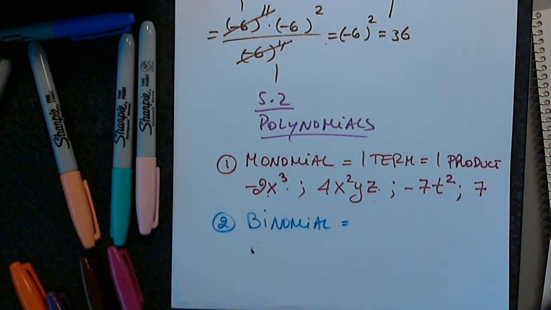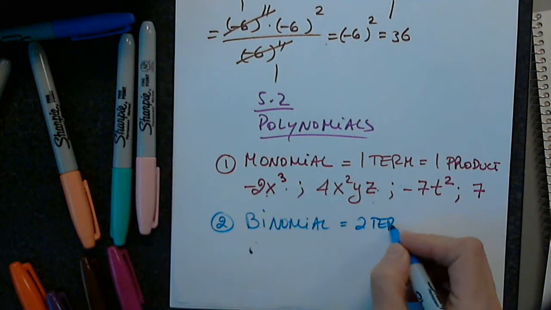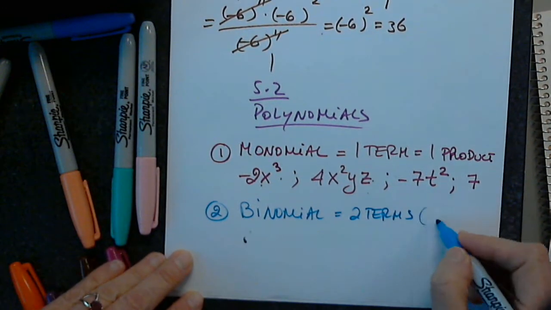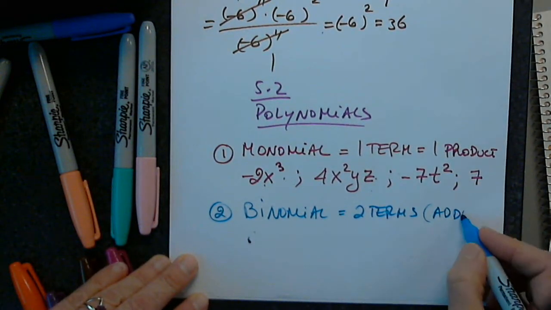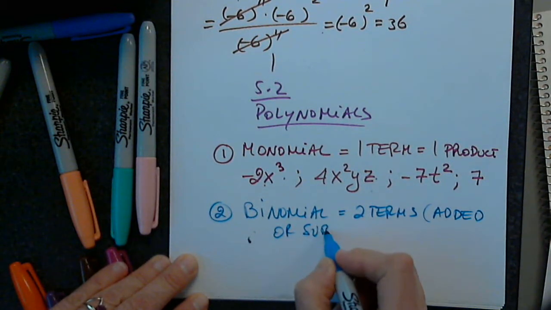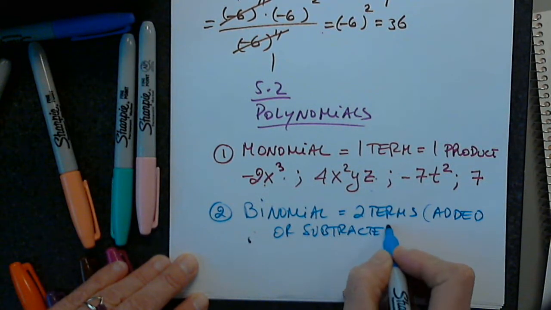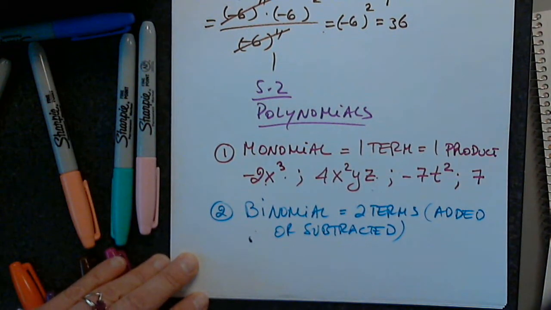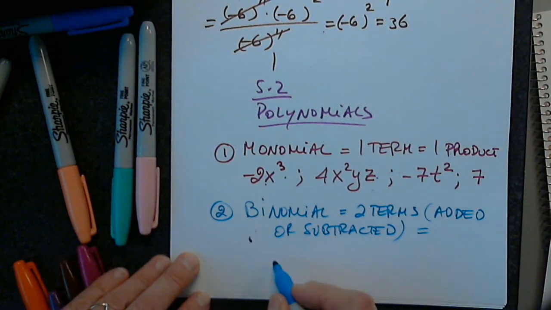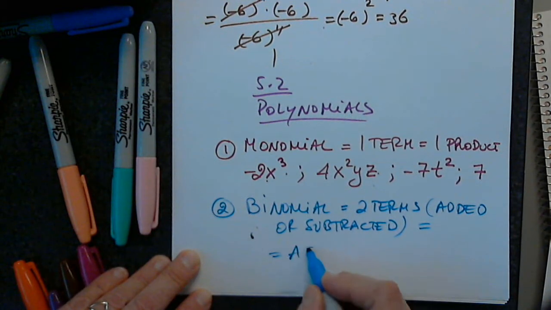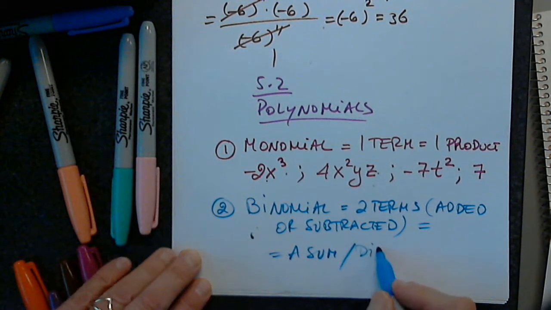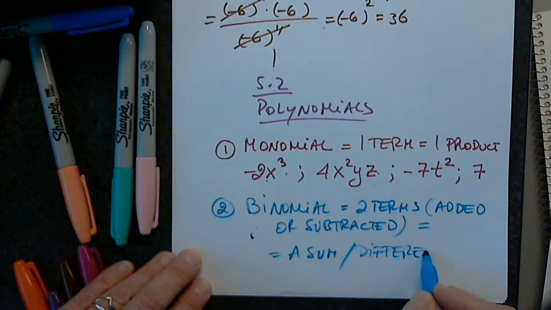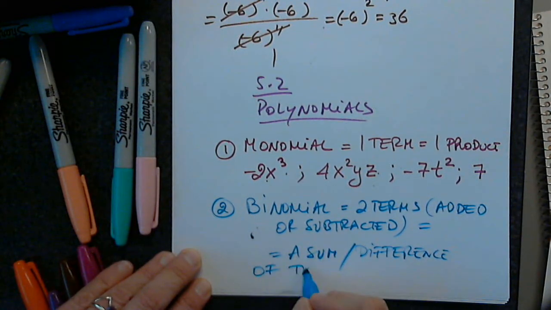What a binomial will be. Of course. Added or subtracted. I put that in parentheses. Added or subtracted. Of course, a sum or a difference of two products. In another way of writing it, a sum or difference of two terms or two products.